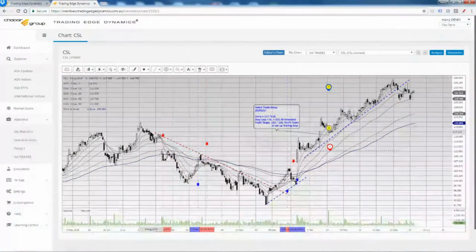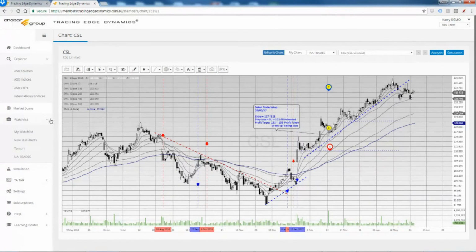I guess in this one we were looking at before, there's the breakdown from this descending channel maybe, and we're looking at the trade at that point, maybe a little bit late. We could have taken the trade back here. Okay, let's look at the performance of this.